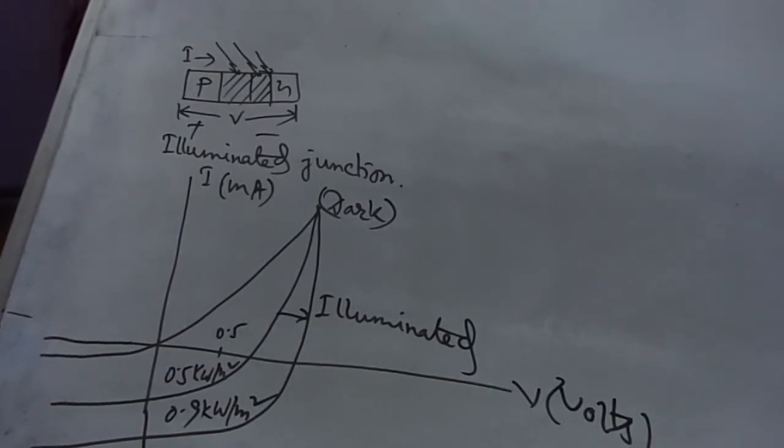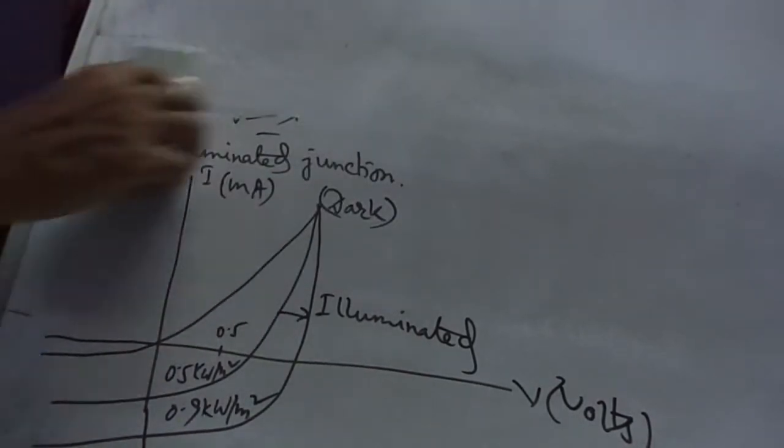So the above equation can be modified as I is equal to minus ISC plus I0 exp of V by Vt minus 1.